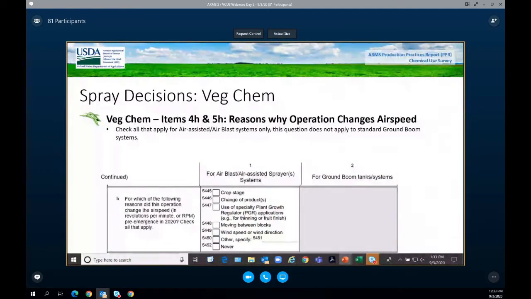Here's a question, row H. This is specific to air-assisted systems, so we grayed out the ground boom system. We just ask reasons why they may change their fan speed. There's all sorts of reasons why you might have to change fan speed because of the crop density or the canopy density, using a different product, especially if you're using a plant growth regulator where foliar coverage and uptake is critical. You might have a whole different setup than, say, applying a herbicide between the rows. So those are the options we presented there. And again, if they're not using air-assisted sprayers, you would be skipping this whole column, so it's a moot point.